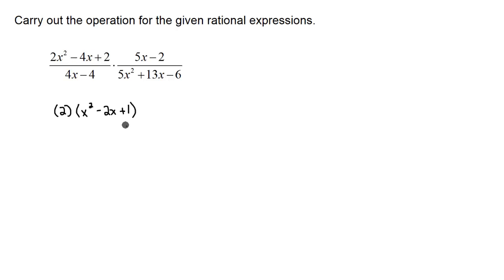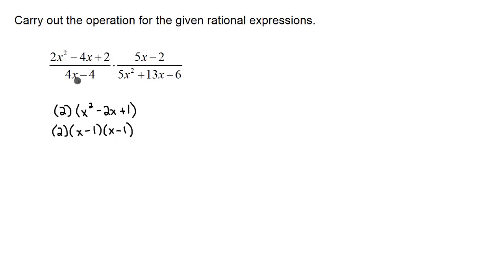So factoring out or dividing out a 2 leaves us with an x squared minus 2x plus 1. And that could be factored as well. That's x minus 1 times an x minus 1 because negative 1 times negative 1 gives us positive 1, and these two also add together to be a negative 2.